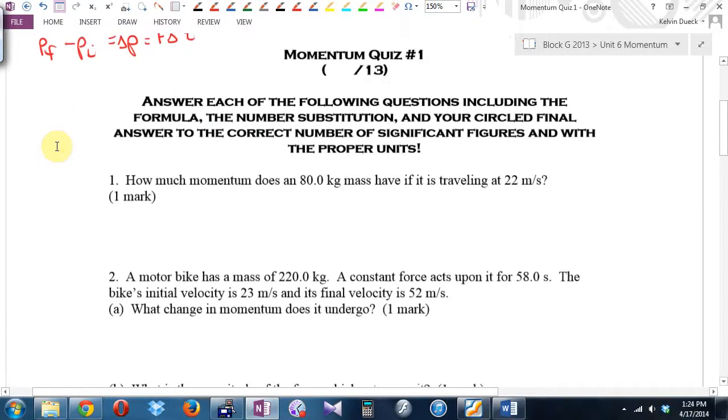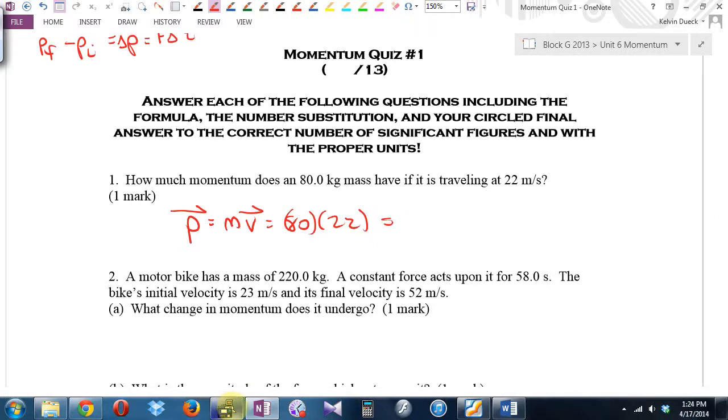Let's see. How much momentum, number one, does an 80 kilogram mass have if it's traveling at 22 meters per second? Okay. Mass times velocity, 80 times 22. Can I do it in my head? It's going to be 160 plus 16. 176? No, I'm way off. 1,760? Yeah, it's off by a decimal. 1,760 units, kilogram meters per second. Forgot to carry the zero.